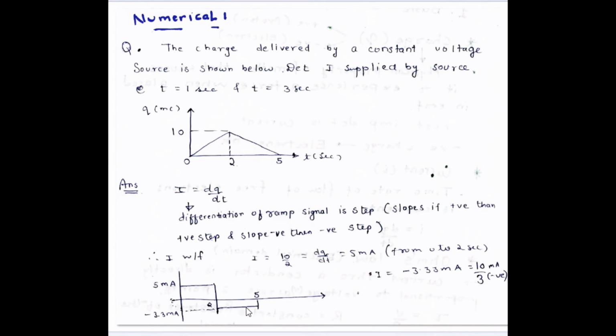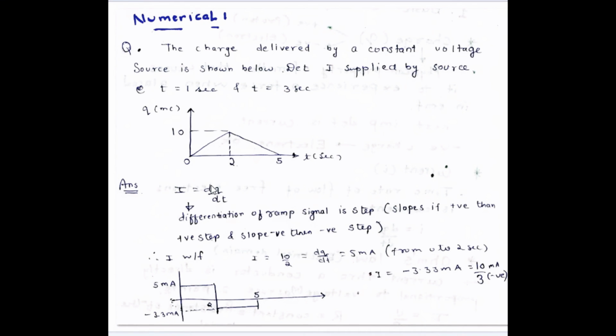Now at this point we have covered almost 80 to 90% of the numerical. The rest remaining is the magnitude of the current we are going to obtain. Now the magnitude of the current is I equal to 10 divided by 2. Now we want it at t equal to 1 second. So I is equal to dq by dt, as I already said.